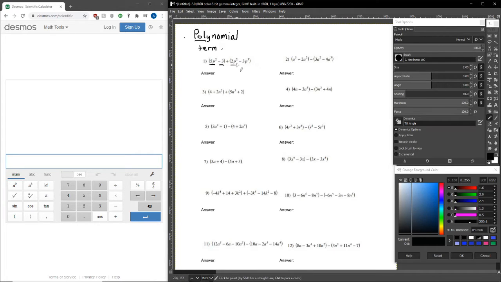So 2p squared is our third term, and now there's a minus, so -p to the third is our last term in that polynomial. Now this is kind of a long polynomial, and we can simplify it by adding up the like terms, so that's what we're going to learn today. Let's talk about what makes a like term. So at the top of your page, go ahead and write like term.